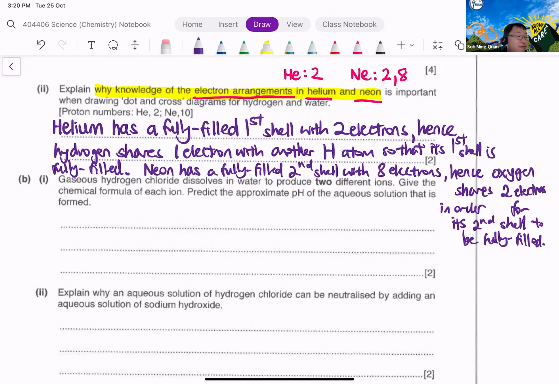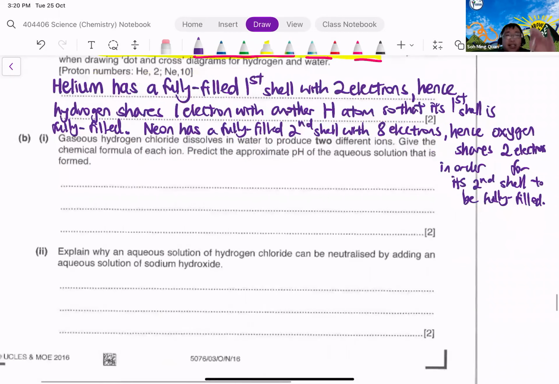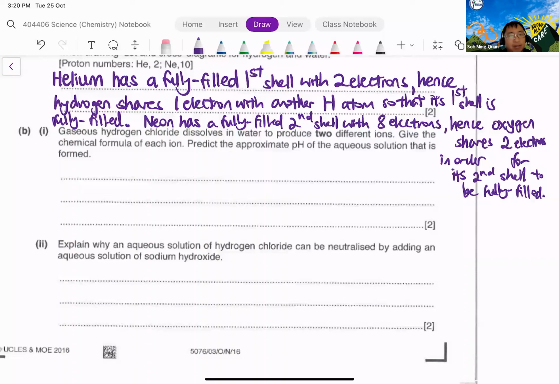All right, so let's move on to B part 1, part 2. Part 1, part 2, B is very easy. B easy, y'all can do one. All right. Now, B, gaseous hydrogen chloride dissolved in water to produce 2 ions. So if you just write 1 ion, you don't get marks. You must write both. So what are the 2 ions?